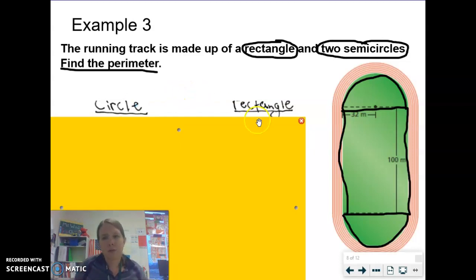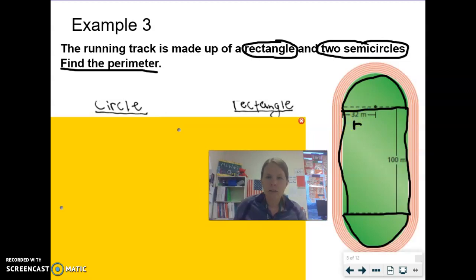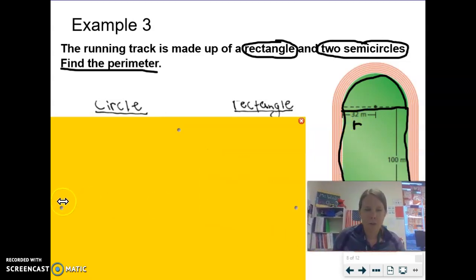And then here are my measurements for my rectangle. Looking at my measurements here, I have a length measurement of 100 meters. And I've got a radius. Now this is my radius, a radius of 32. So let's take a look at the circle first, and then we'll take a look at the rectangle.